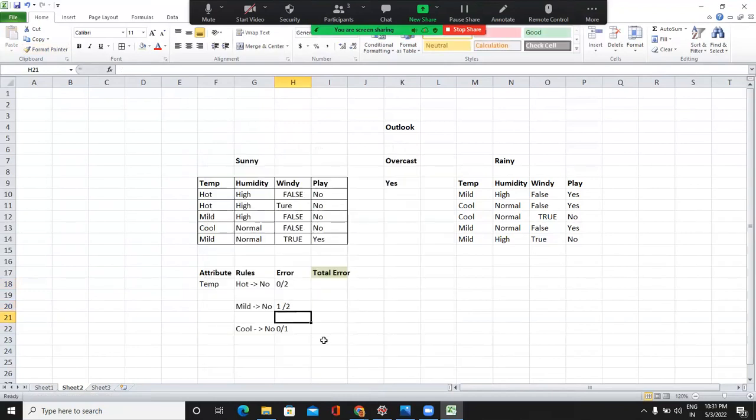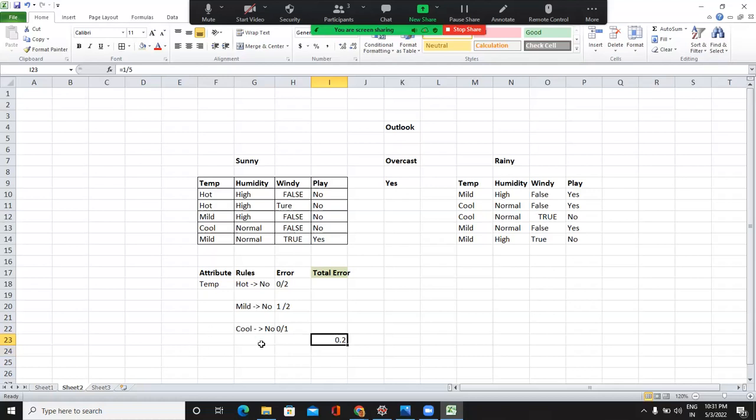Okay. Now total error, numerators we will add 0 plus 1 plus 0, that is 1, divided by 2 plus 2 plus 2, that is 5. So 2 by 5.